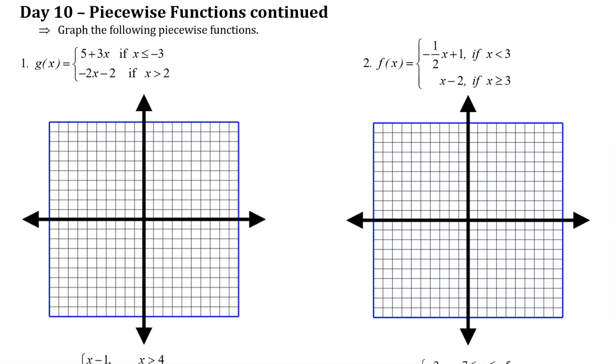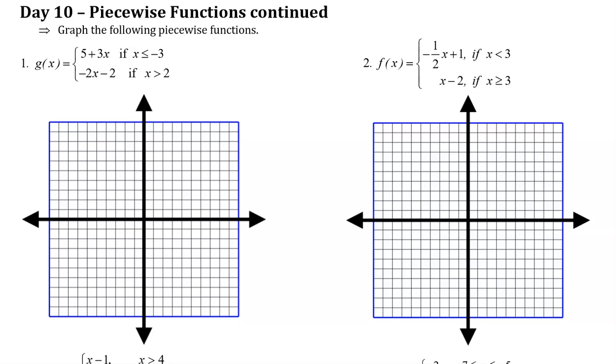So in number 1, we have a function g of x that's defined over two portions of the domain. For the values where x is less than or equal to -3, we're going to use the first piece, and the second portion of the function applies for x greater than 2. So here we see that there is a restricted domain where there is a gap where g of x is not defined between x greater than -3 and less than or equal to +2.